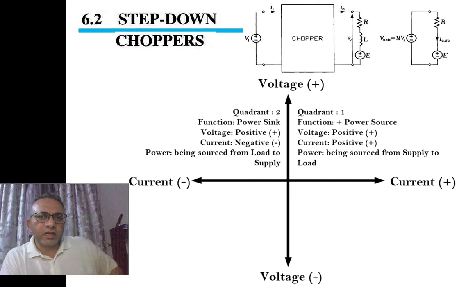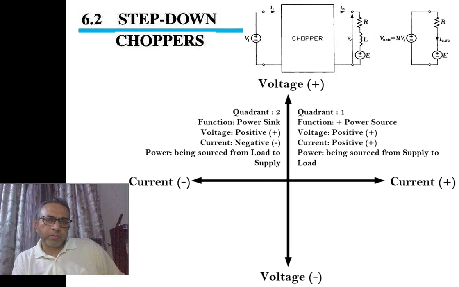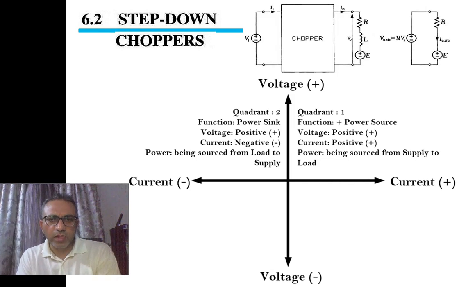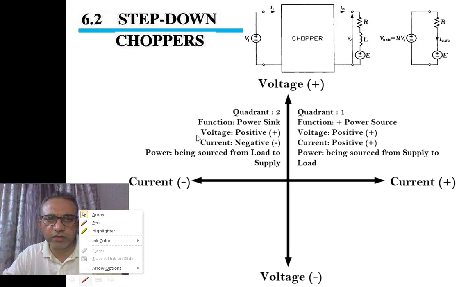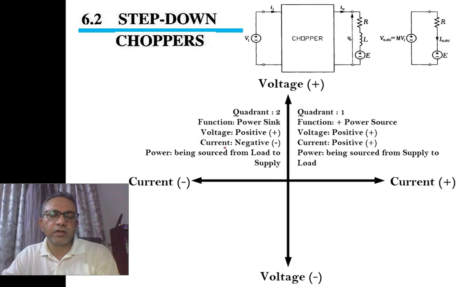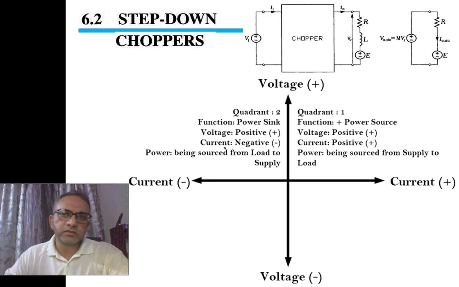What is happening in the second quadrant? In the second quadrant, the function of the power electronic circuit will be to sink power or to absorb power, where the voltage will be positive. The voltage will, no doubt, be positive, but the current will now flow from the load to the source.